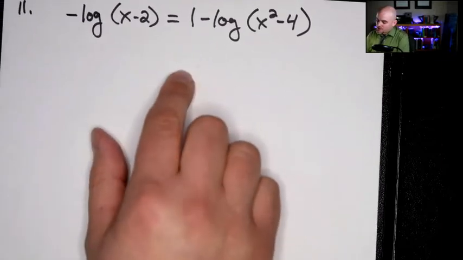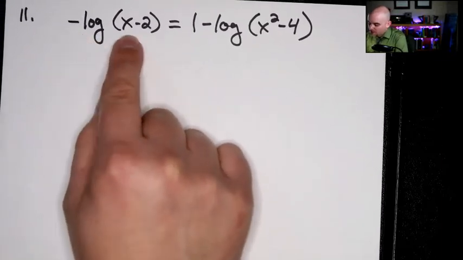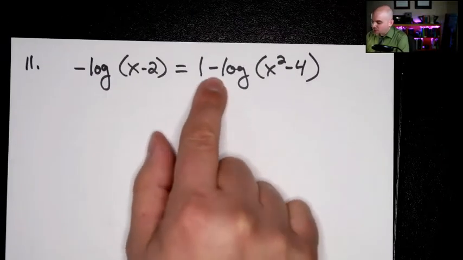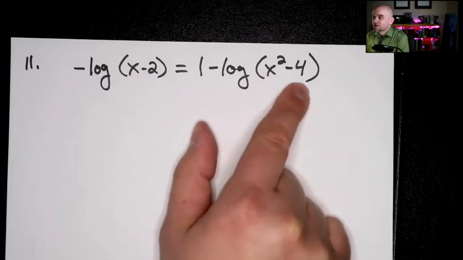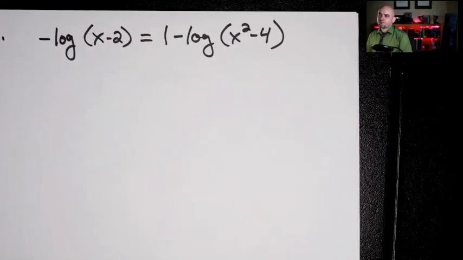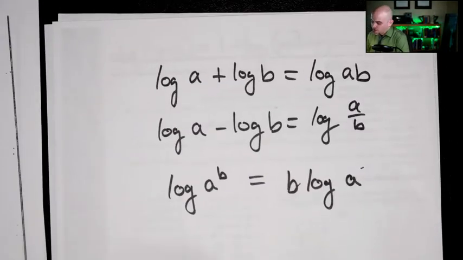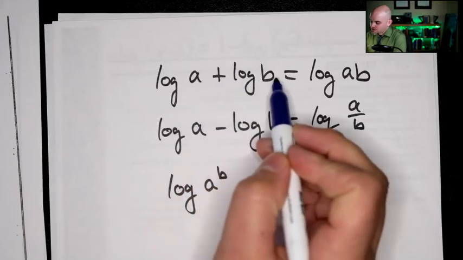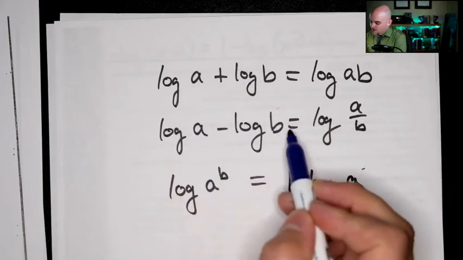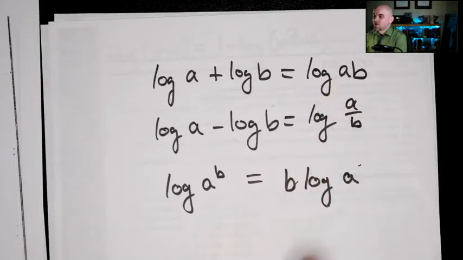All right, so this is what we have. We have negative log of x minus 2 equals 1 minus log of x squared minus 4. I want you to think about your properties of logarithms when you see something like this. When we're looking at these properties, you can say log of a plus log of b, log a minus log of b. We have properties that go with that.